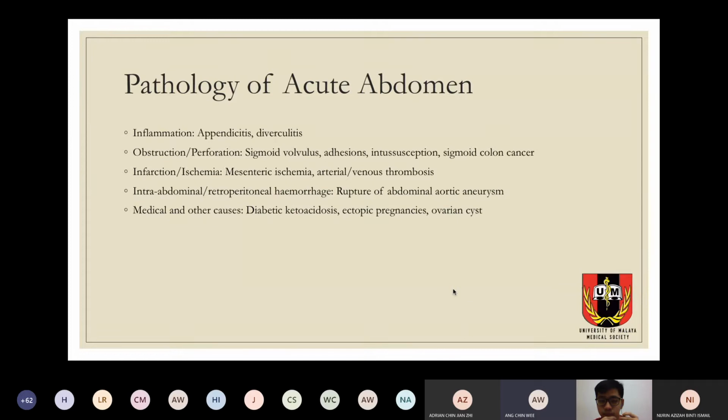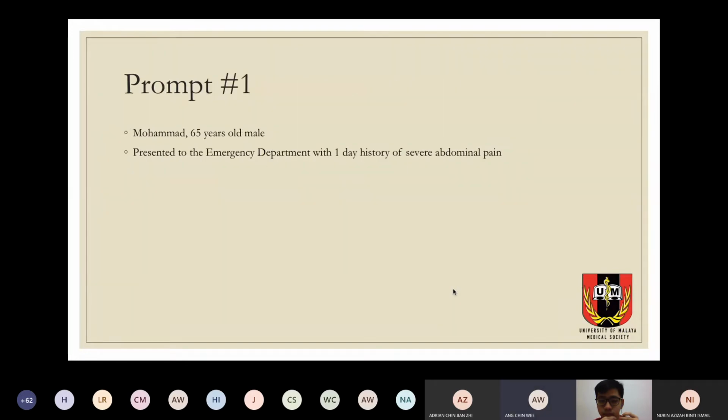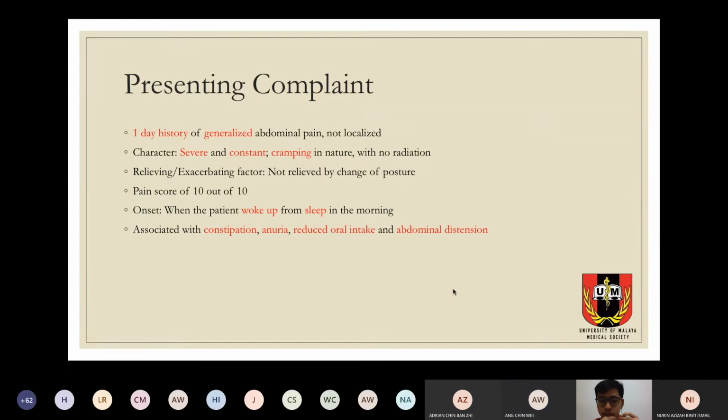Okay, so we can move on to the next two slides, presenting complaint. Let me just read off the presenting complaint. The patient has a 1-day history of generalized abdominal pain. The patient could not localize the pain. The character of the pain is severe and constant, and the patient describes it as cramping in nature with no radiation anywhere else. Pain score is 10 out of 10, so it's quite severe.